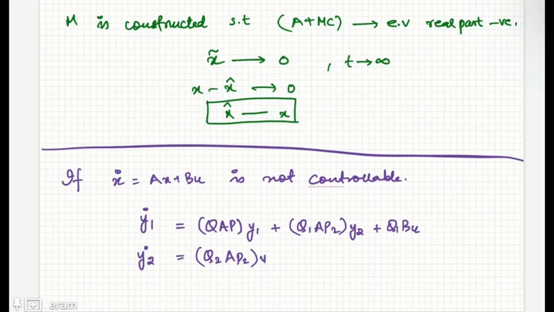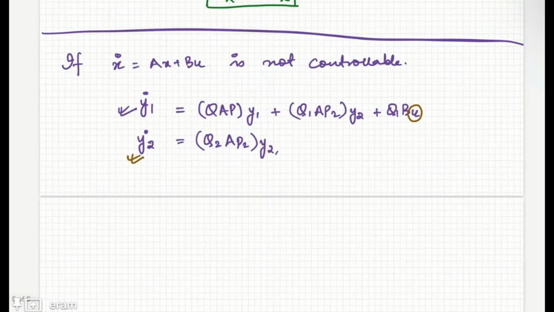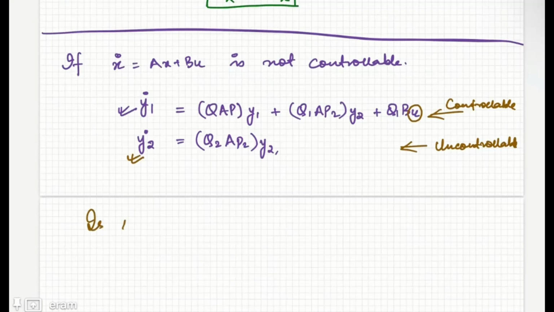So now you can see over here that y1 can be controlled using this control input u, but in our y2 there is no control input, so this y2 remains uncontrollable. Now the question is, if the system is converted or decomposed into controllable and uncontrollable form, then is it possible to stabilize the system?